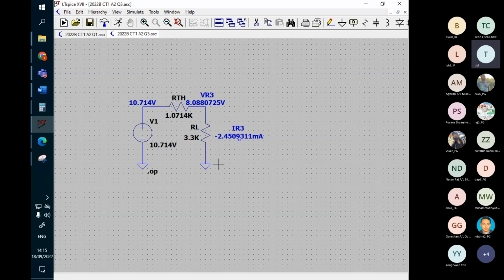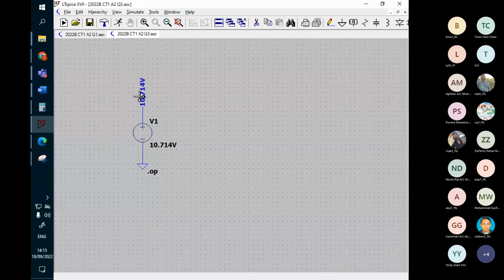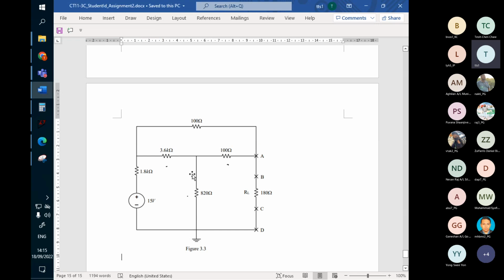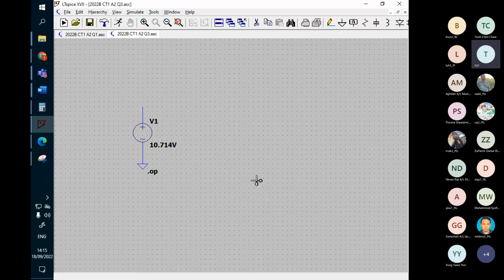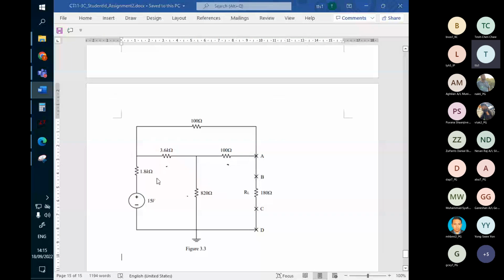Now we need to reconstruct everything again. Let's use the scissor to cut and remove all the components here. We just leave the power supply. The operating point, I think we still need it. Okay, just leave it there. Never mind, just go ahead and change it to 15 volt.